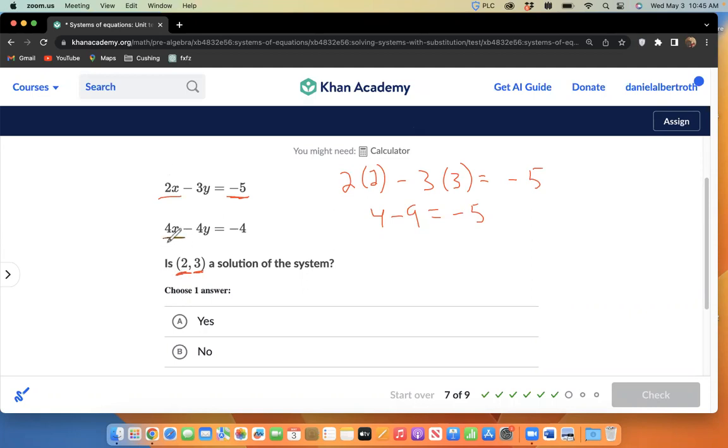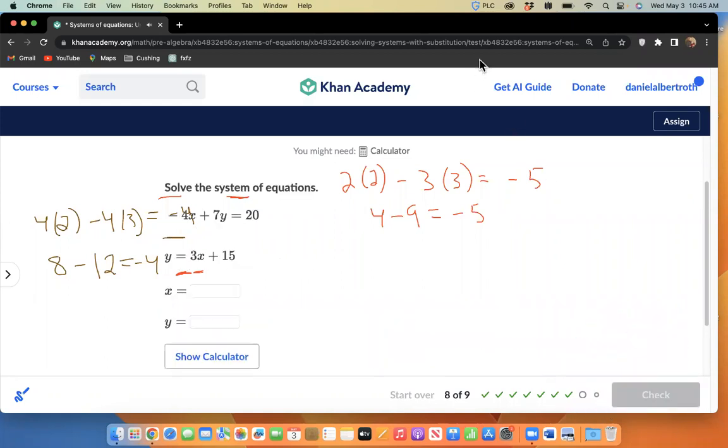So this one says 4x, so that's 4 times 2 minus 4 times 3. So what should that be? Is it going to be negative 4? So it's going to be 8 minus 12. And yes, that is negative 4. So my numbers 2 and 3, 2 for x, 3 for y, they work for both of these. So yes, it is a solution to the system.